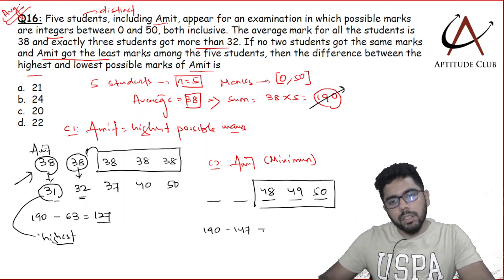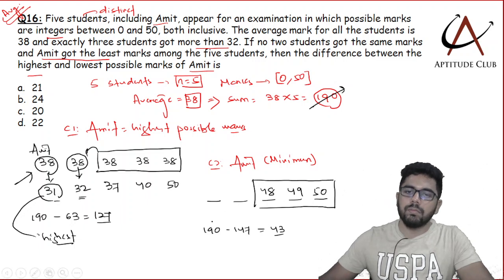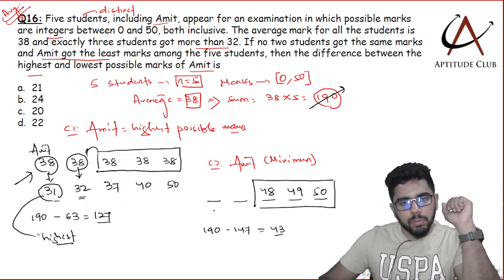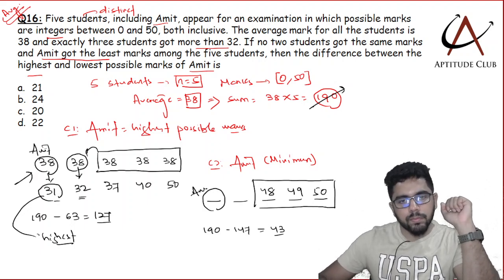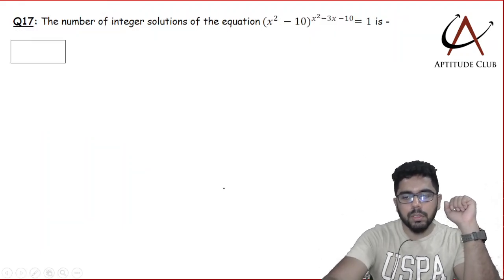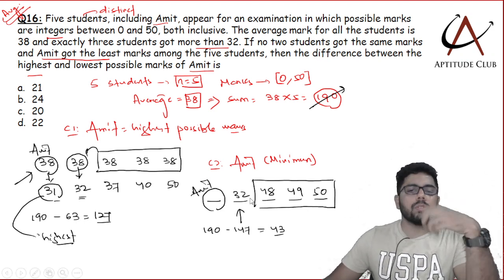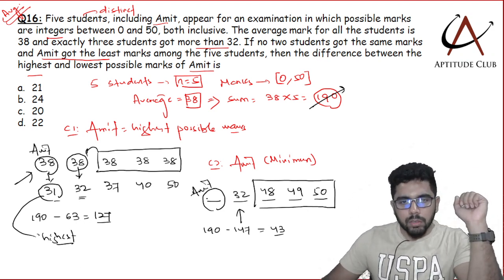So 190 minus 147, this should be 43. Okay, so if I want Amit to be minimum, this is Amit, so the other person has to be the maximum possible. The second's maximum possible is 32, we cannot go beyond that. So if this is 32, this is 11.